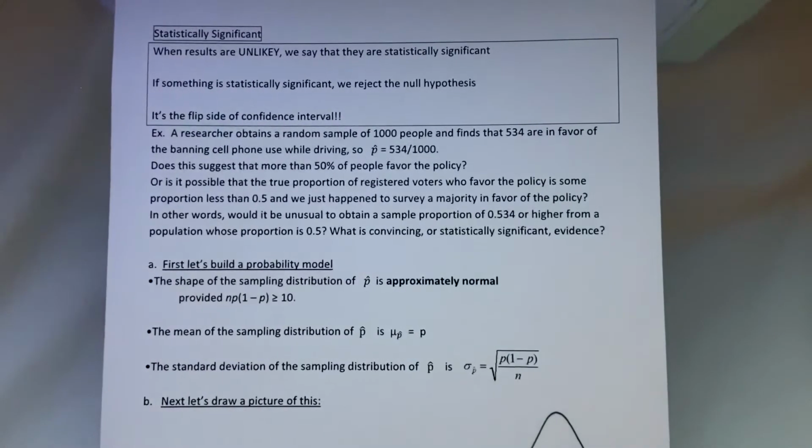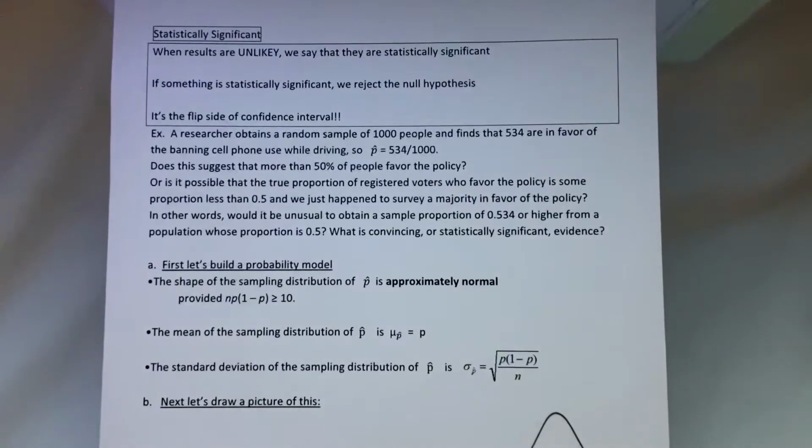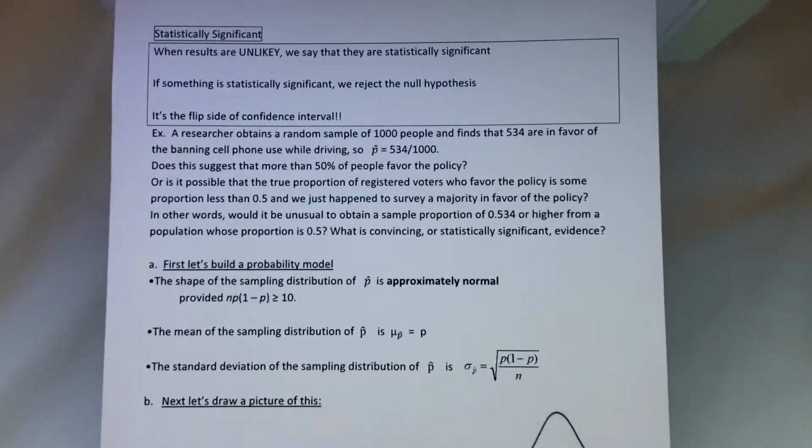So a researcher obtains a random sample of 1,000 people and finds that 534 are in favor of banning cell phone use while driving. So p hat is 534 over 1,000. Does this suggest more than 50% of people favor the policy? Or is it possible the true proportion of registered voters who favor the policy is some proportion less than 0.5 and we just happen to survey a majority in favor? In other words, would it be unusual to obtain a sample proportion of 0.534 or higher from a population whose proportion is just 0.5? What is convincing or statistically significant evidence?